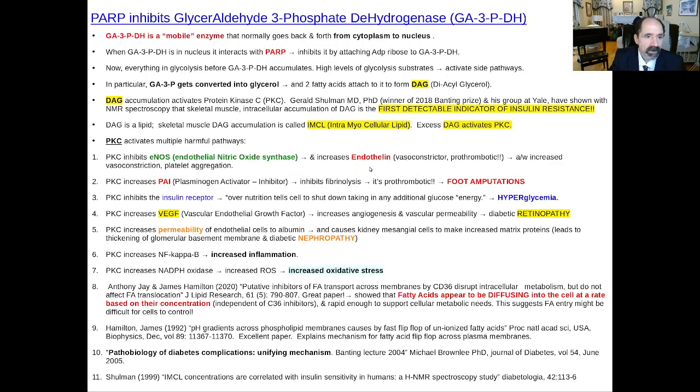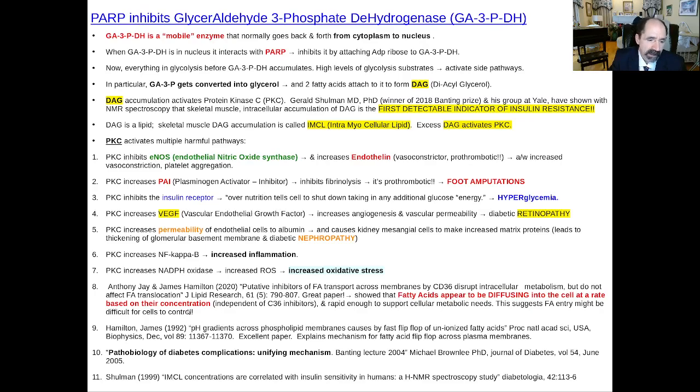All right, we talked about some of this stuff. One reason I'm showing you this slide is here are the references if you want to read about these on your own. We talked about the plasma membrane of the skeletal muscle cells. Here's another paper by this guy's group, James Hamilton. Here's a great paper by Michael Brownlee on pathobiology of diabetes complications, a unifying mechanism. This is a genius level paper. It's one of the best papers I've ever read.